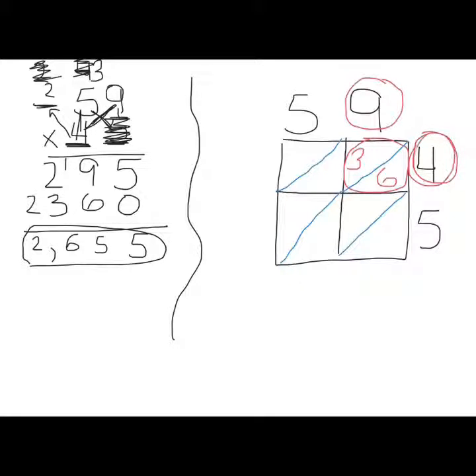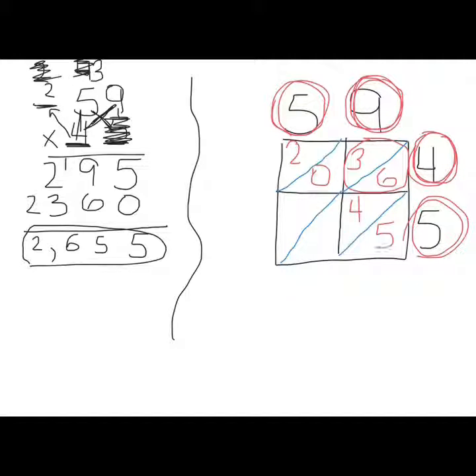Okay, let's move over. We're going to do the 4 again. This time 4 times 5. What is that? 20. So we put a 2 and a 0. Now, let's come down here to this 5. 5 times the 9 up here is 45. So you put 45. And finally, we have 5 times the 5. So that's 25.